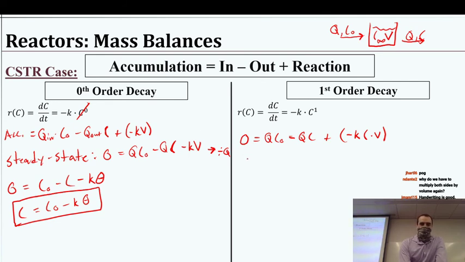Okay. From here, we have basically the same thing as we just had, and it'll make sense again to divide everything by Q. So we'll go ahead and do that. We'll say divide by Q. So 0, that looks like a theta, so I'm going to, oops.